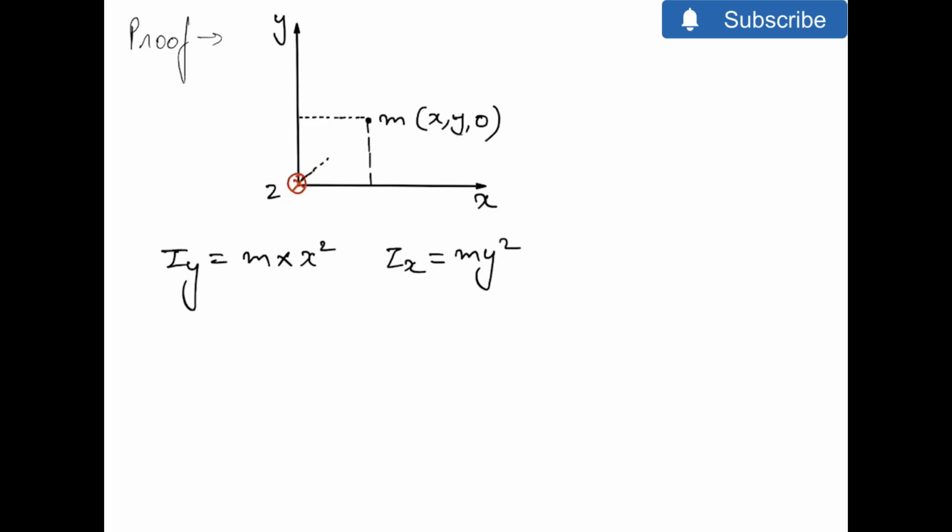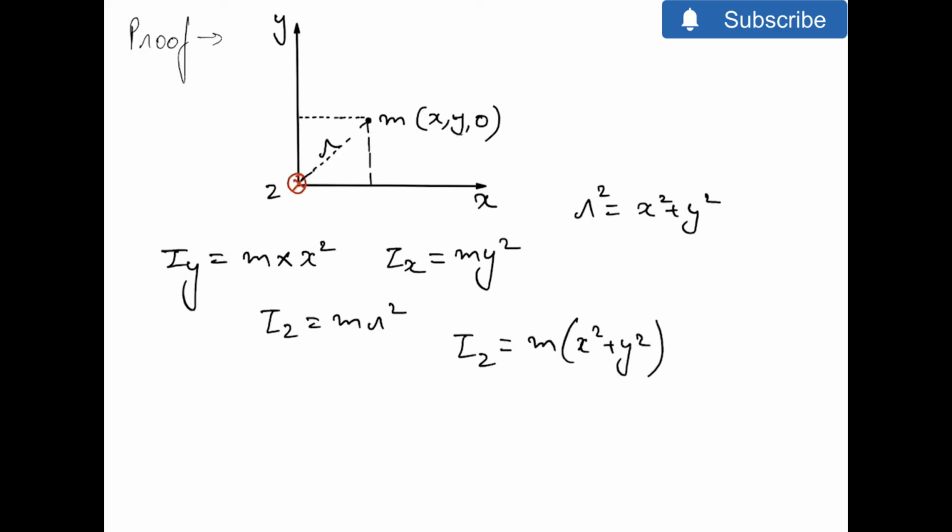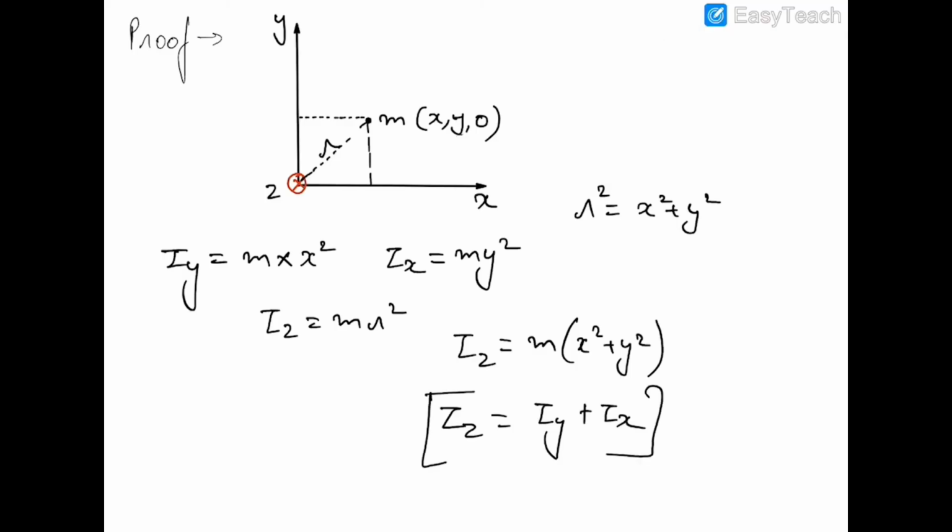And the moment of inertia of this mass along the z-axis. The z-axis is passing through this intersection point, and this axis is also perpendicular to the plane containing this mass. The plane containing this mass is the xy plane, and obviously the z-axis is perpendicular to the xy plane. Let us suppose that this distance is r, so Iz is equal to mr squared. We also know that r squared is equal to x squared plus y squared. Therefore, Iz is equal to m(x squared plus y squared). Now mx squared is equal to Iy and my squared is equal to Ix. So Iz is equal to Ix plus Iy.